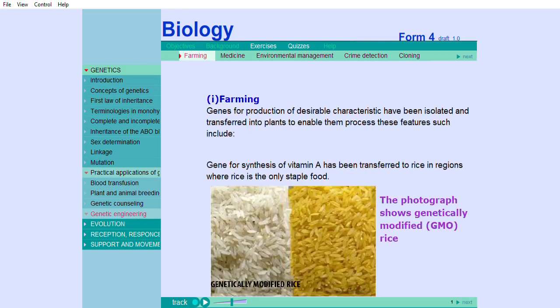Farming. Genes for production of desirable characteristics have been isolated and transferred into plants. These features include the gene for synthesis of vitamin A, which has been transferred to rice in regions where rice is the only staple food. The photograph shows genetically modified rice.